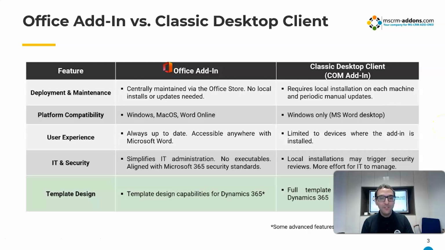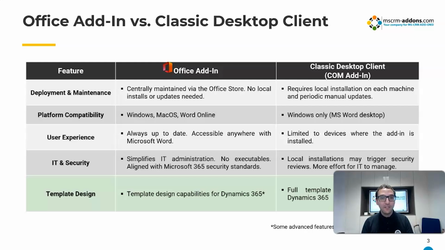There are some changes with the Office add-in compared to the classic desktop client. As I already mentioned, it is centrally maintained via the Office Store, so now you don't need to do any sort of local installs or updates, meaning that you no longer have to worry about having to do manual updates on each local machine. The classic desktop client was Windows only, but now the Office add-in is available for Windows, Mac OS, and Word Online. It is always up to date, it is accessible anywhere with Microsoft Word, and the Office add-in, like I said, simplifies IT administration. No more executables, it is aligned with Microsoft 365 security standards.